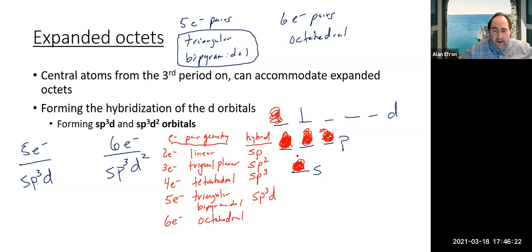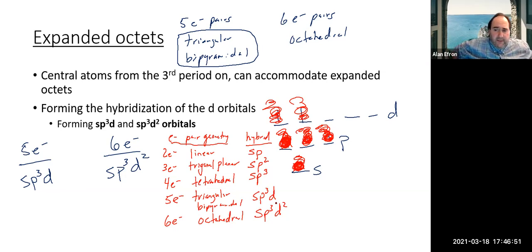Again, counting 1, 2, 3, 4, 5, and 6 here. That is basically an s, 3 p's, and 2 d's. That is really by far the simplest way to figure out the hybridization. You do want to remember, though, to count electron pairs around whatever atom you're applying hybridization to.